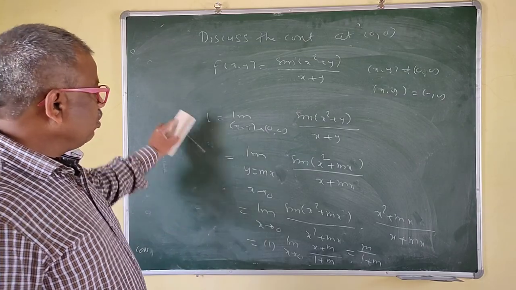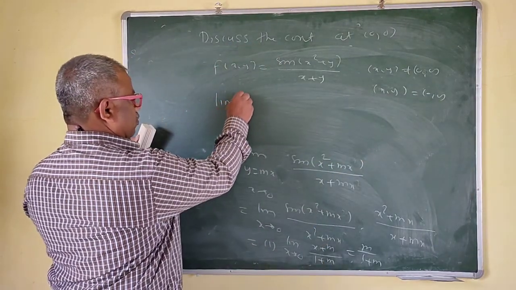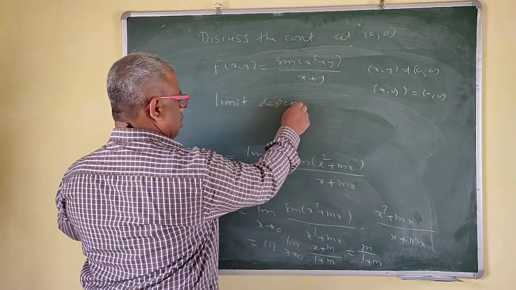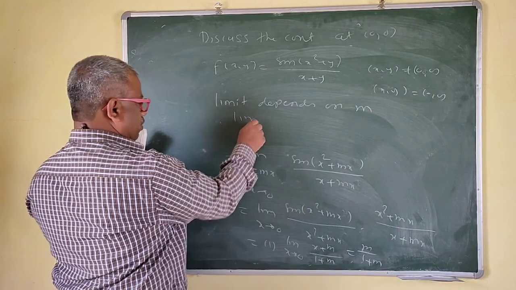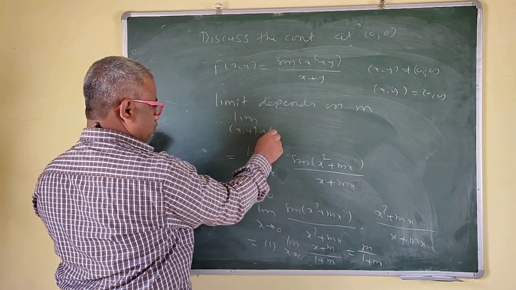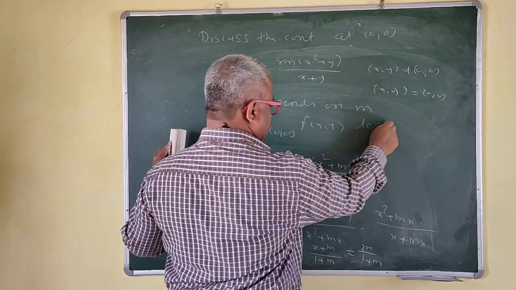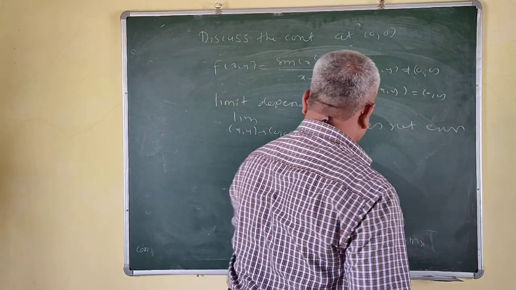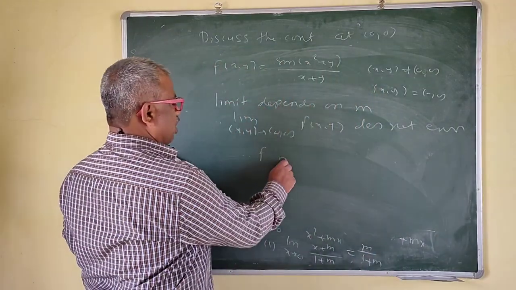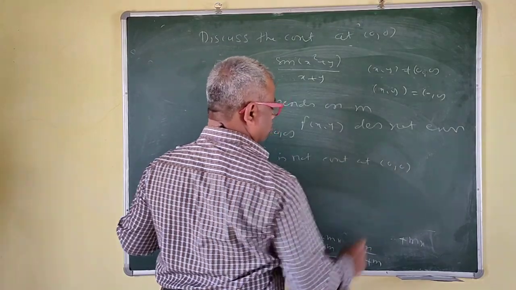Right? So the value depends on m. So the limit depends on m. Therefore limit xy tends to 0 0 of f of xy does not exist, therefore f is not continuous at 0 0.